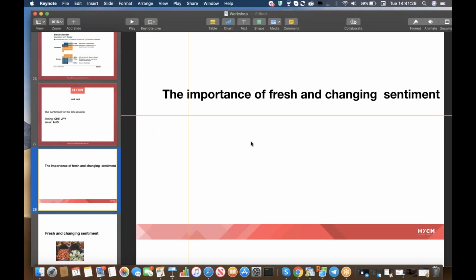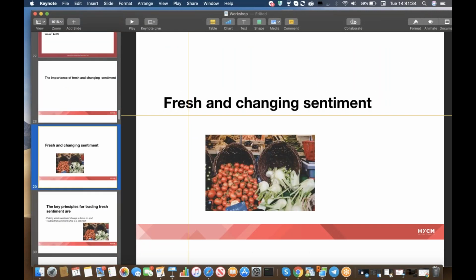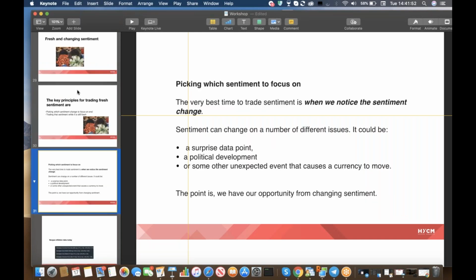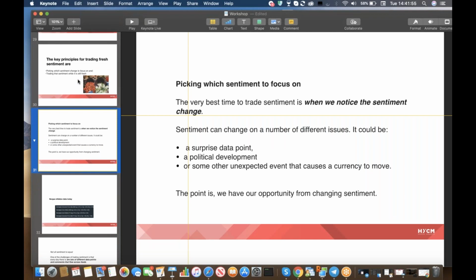So here we go at the importance of fresh and changing sentiment. I'm just going to quickly go through these slides. We went through this last week, and I know there was a gentleman who wanted this repeated. I'm just going to put it up here for you to take screenshots. And I asked support about the recording of last week's, and it should be, I'm just seeing a report here.